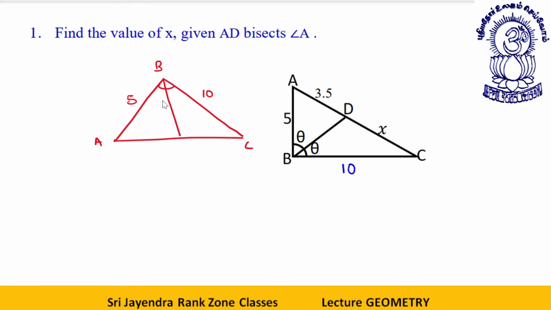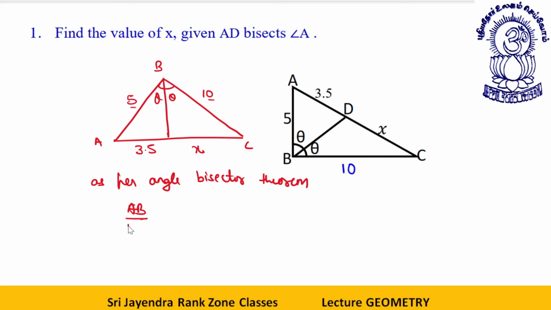From here we have the angle bisector, it divides the angle into two parts, suppose theta and theta. Then this is 3.5 and this is x. You have to find it. With the help of the formula, you can do it. As per the angle bisector theorem, BA upon BC is equal to, suppose this is D, AD upon CD.